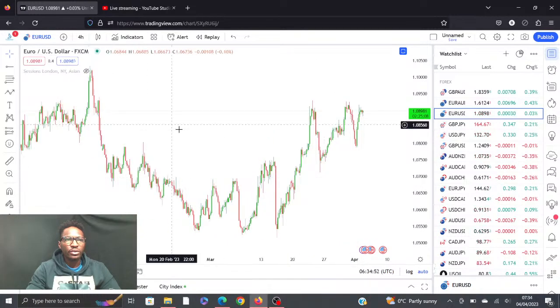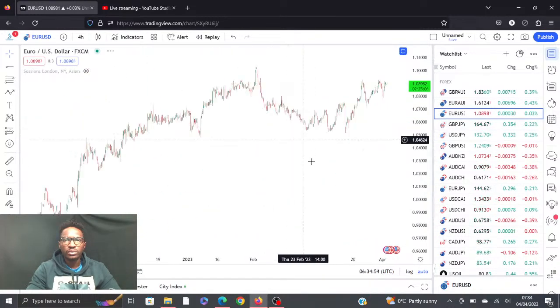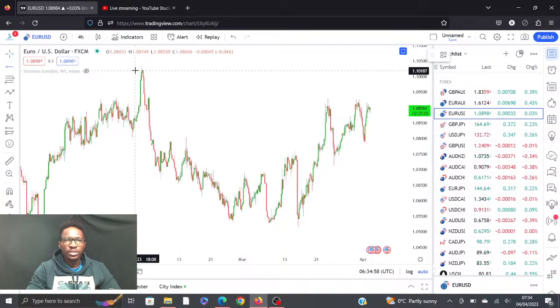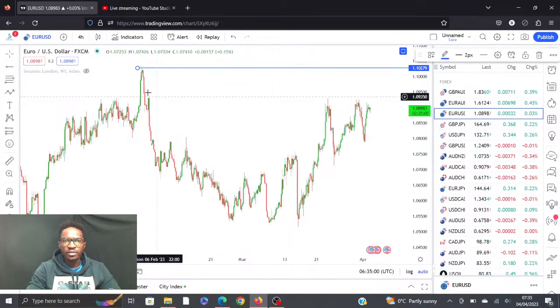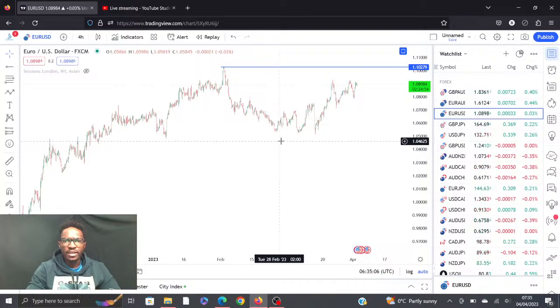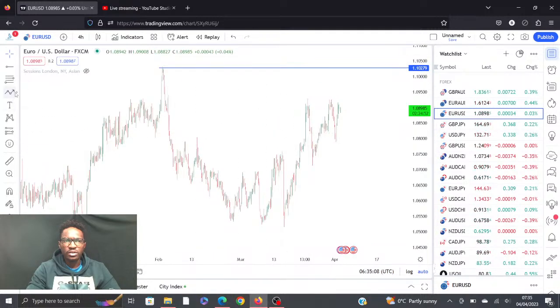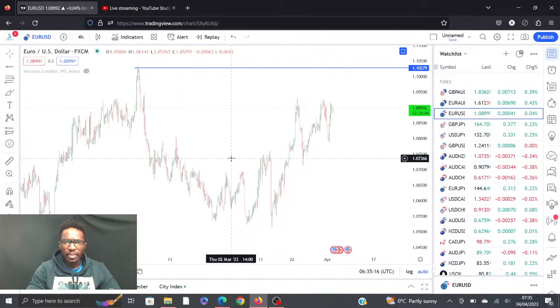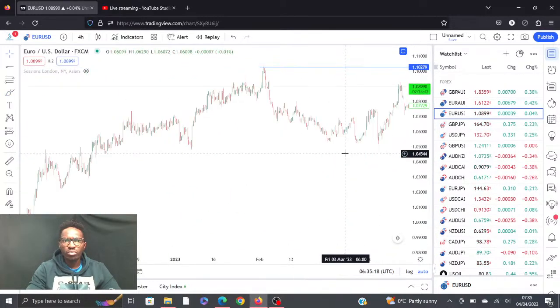Looking at the euro, a similar structure level in terms of the market approaching the recent previous structure high. However, this market could break it and keep going, but obviously we are going to get a pullback at some point.